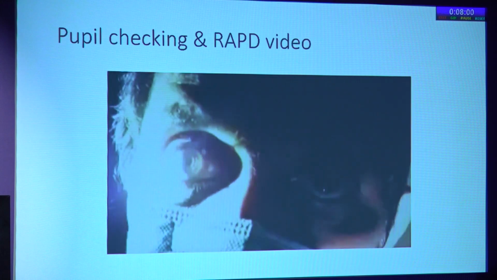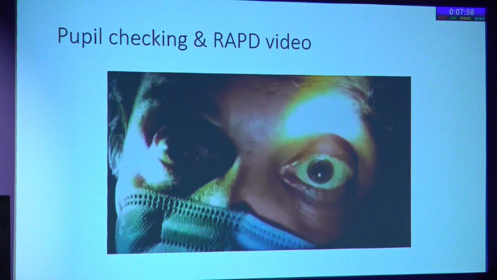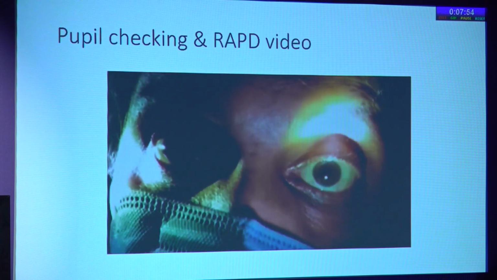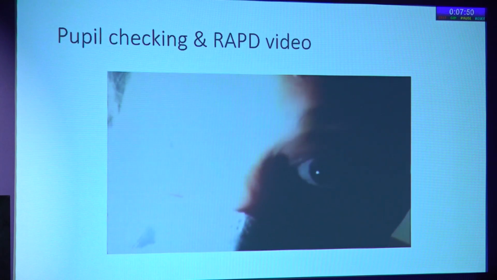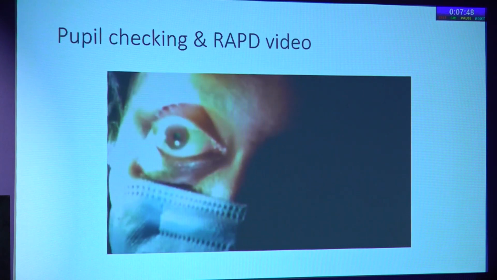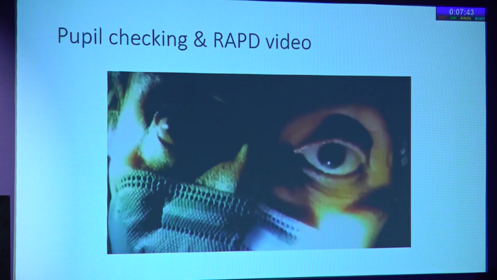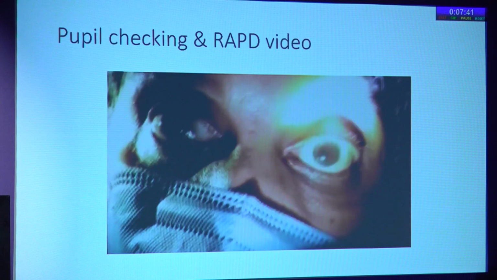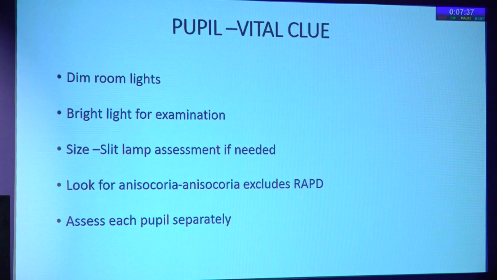Now let's move on to the swinging flashlight test. This is a patient with RAPD in the right eye. So you shine the torch into the normal eye. You can see the pupil constricting briskly. Now swing the light over to the affected eye. You are expecting the pupil to constrict, but here you can see that the pupil is actually stalling and trying to dilate. This process is repeated once or twice.